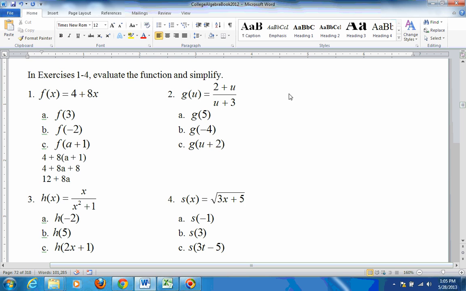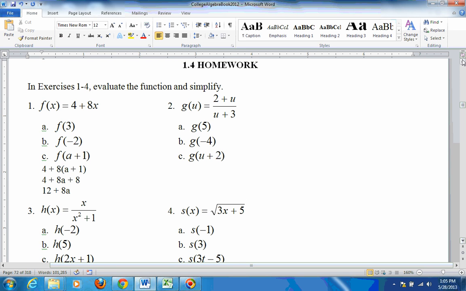Okay, here are some homework problems, exercise set problems for section 1.4. On this problem, we're evaluating this function f of x equals 4 plus 8x. Part A, what is f of 3? Just put 3 in for x. It would be 4 plus 8 times 3.